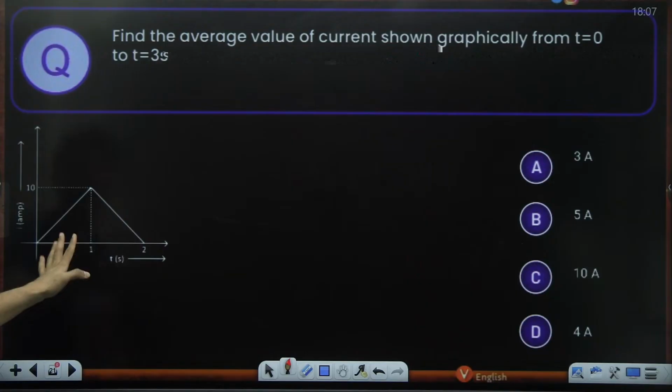Alright, so yes. Now 7C3 and 6C2, 7C4 and 6C1, 7C5 and 6C0. So 7C3 is 7 into 6 into 5 by 3, 2, 1, and 6C2 is 15. And this is nothing but 7 into... 7C4 is again 7, 6, 5 by 3, 2, 1, and this is your 6. 7C5 is 7 into 6 by 2.